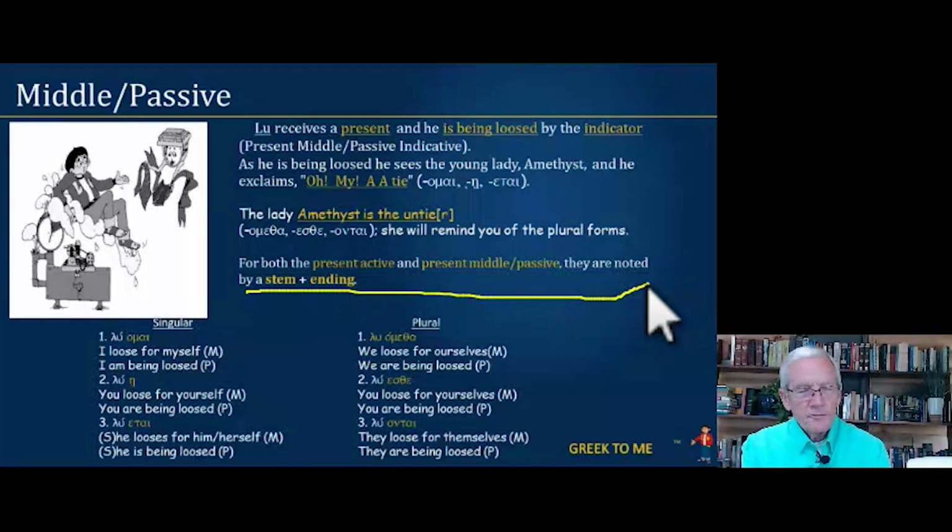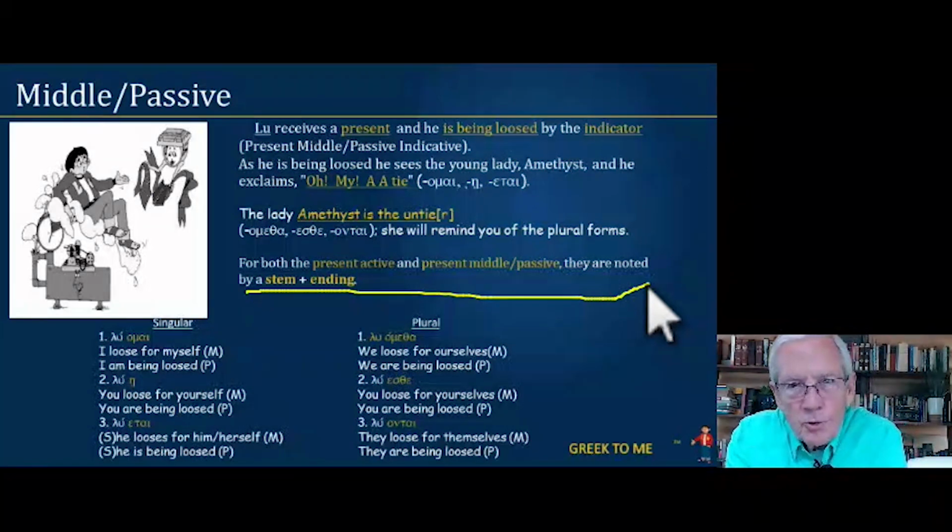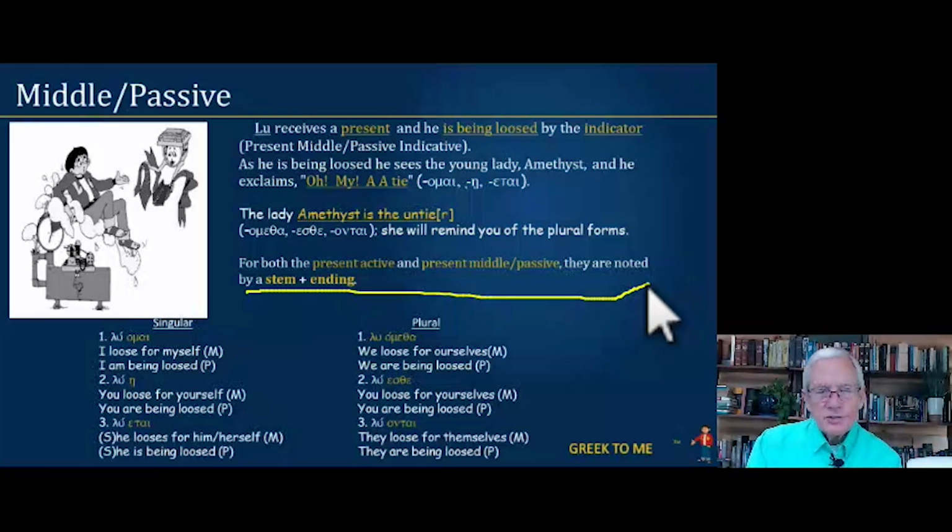Let's pronounce the forms one more time. Luomai, lueai, luetai, luometha, luesthe, luontai. Our picture, Lu receives a present as he's being loosed by the indicator. So that tells us present, middle, passive, indicative. As he is being loosed, he sees the young lady amethyst and he exclaims, "Oh my, ei etai." Those are your singular endings. The lady amethyst is the untier. That helps us with the endings ometha, esthe, ontai.